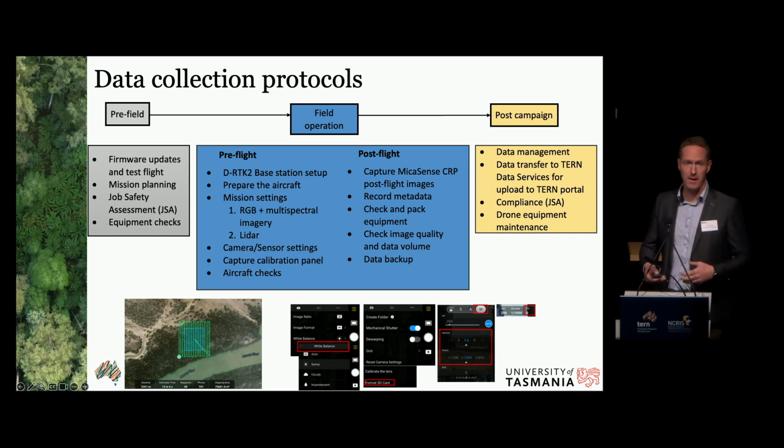Then post-flight, how do you back it up? How do you label your data sets? How is it uploaded? How is it made available?